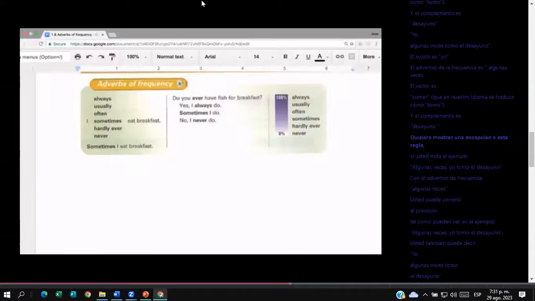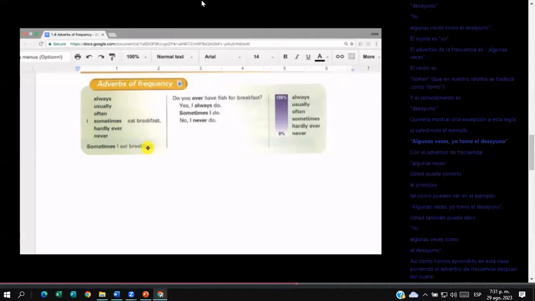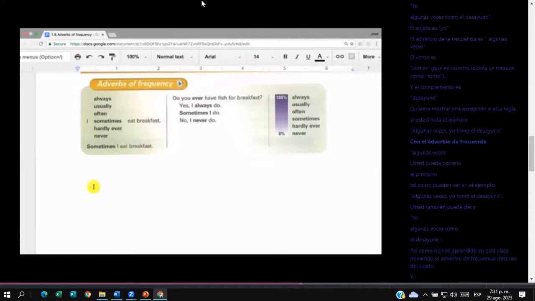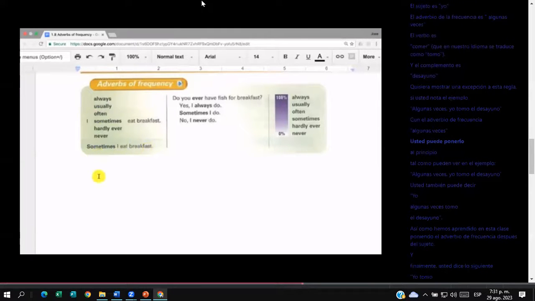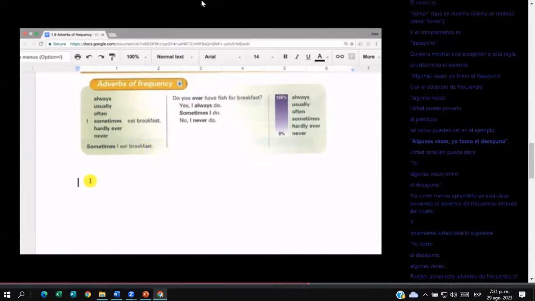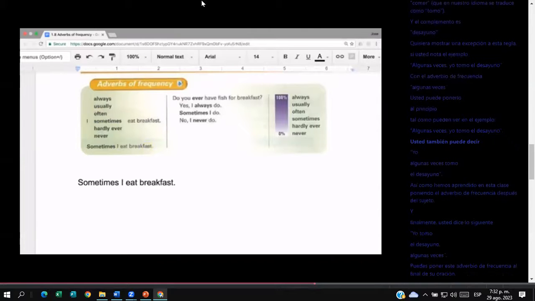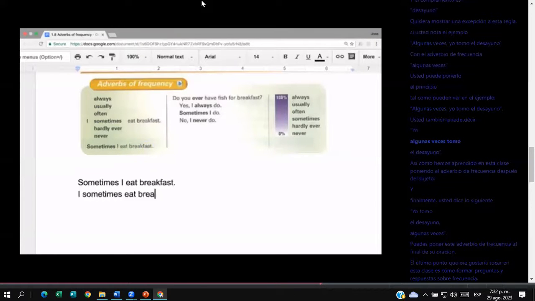I would like to show an exception to this rule. If you notice the example, sometimes I eat breakfast. With the adverb of frequency, sometimes, you may put that at the beginning, just like you see on the example. Sometimes I eat breakfast. You may also say, I sometimes eat breakfast.